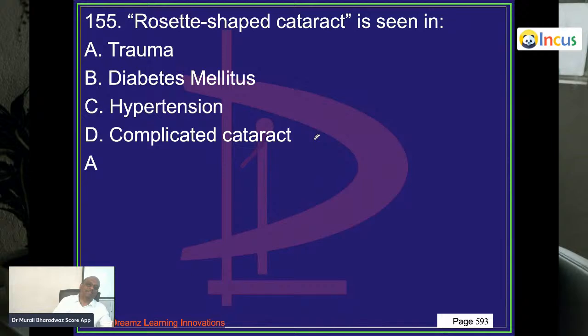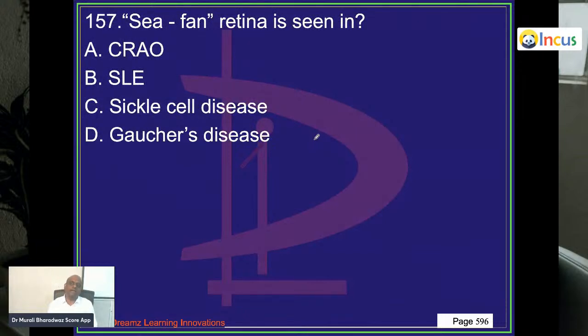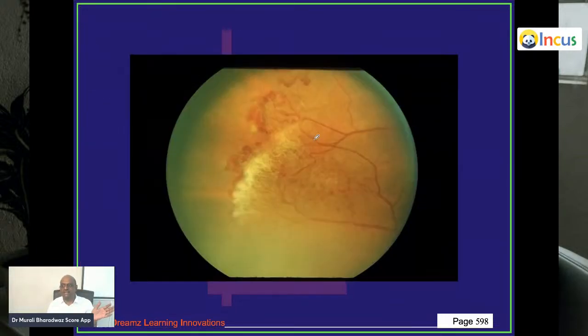Rosette-shaped cataract from trauma. Different types of cataracts are there. Oil drop cataract. Christmas tree type of cataract. Keratic precipitates in the anterior chamber, whenever you have uveitis and iridocyclitis. Sea-fan like retina in sickle cell disease.